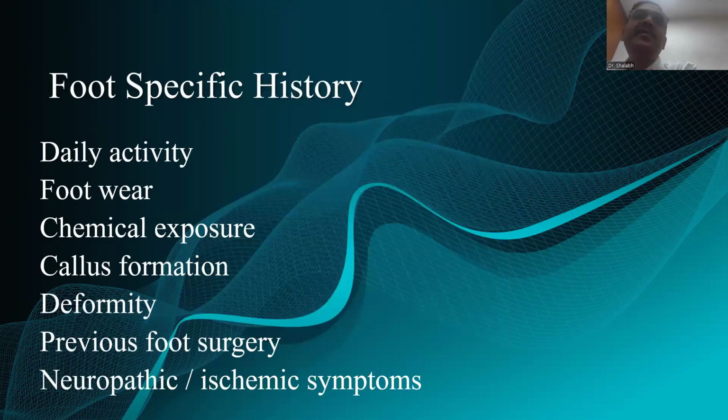So when a patient comes in and we suspect that he's having a problem with diabetes and we need to examine his feet, a detailed history and examination is essential to catch the problems early. What is the daily activity? What kind of shoes does he wear? Is there any exposure to chemicals? Is the foot having any areas where the skin is becoming thick that suggests areas of friction? Are there any deformities? A deformed joint would lead to, again, an abnormal pressure point, which will again cause ulceration. Any previous foot surgery? Does the patient complain of any symptoms which would suggest a neuropathy or ischemia?